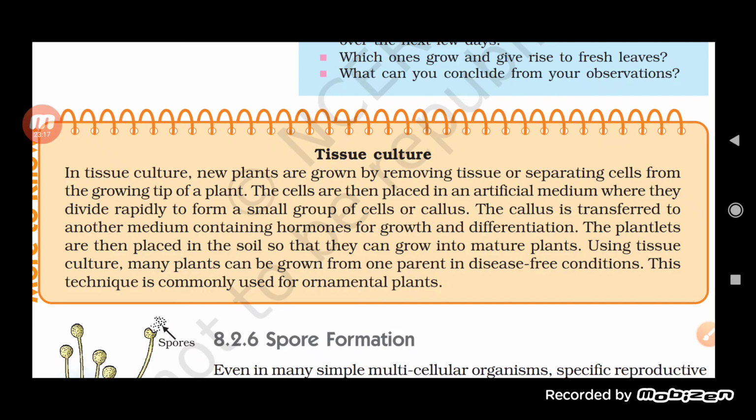So the callus is transferred to the medium consisting of a hormone for growth as well as for differentiation. The callus with developed roots is then put into another jelly consisting of a different hormone, and that will help in the development of the shoot. So first we transfer it into a medium where the hormone will help in growth, and another time we keep it in such a way that it helps in differentiation.